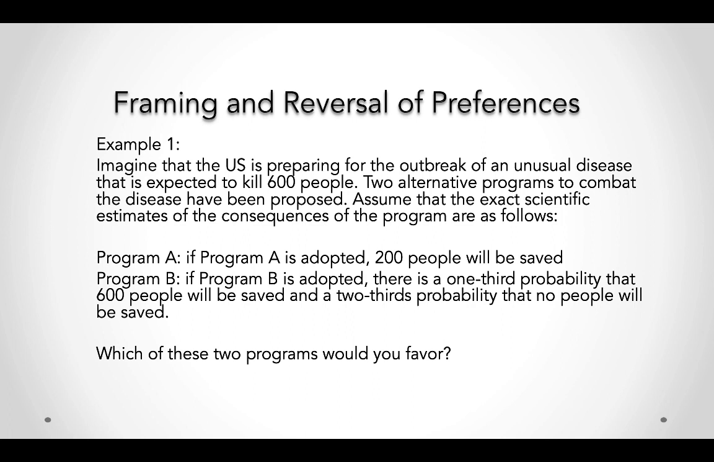Two alternative programs to combat the disease have been proposed. Assume that the exact scientific estimates of the consequences of this program are as follows. Program A: if Program A is adopted, 200 people will be saved. If Program B is adopted, there's a 1/3 probability that 600 people will be saved and a 2/3 probability that no people will be saved. Which of these two programs would you favor?